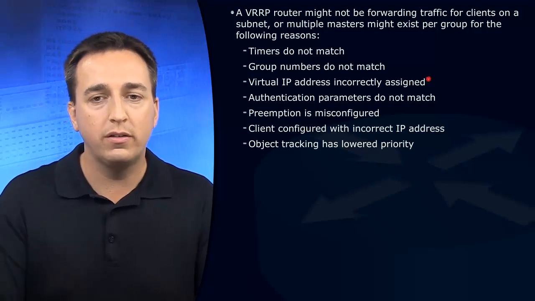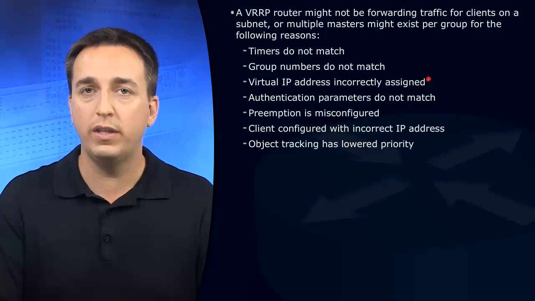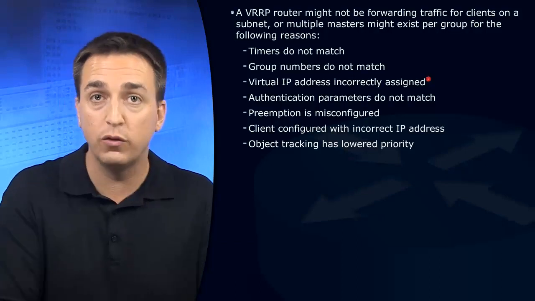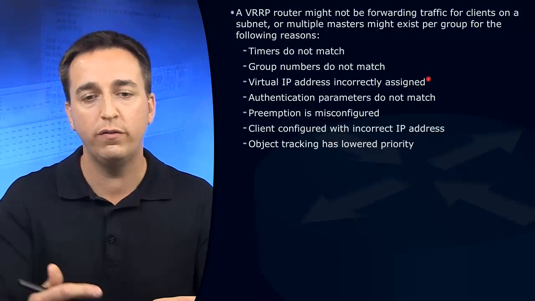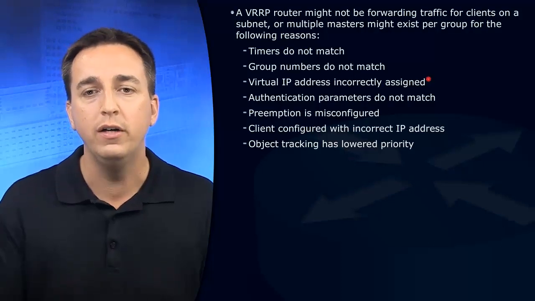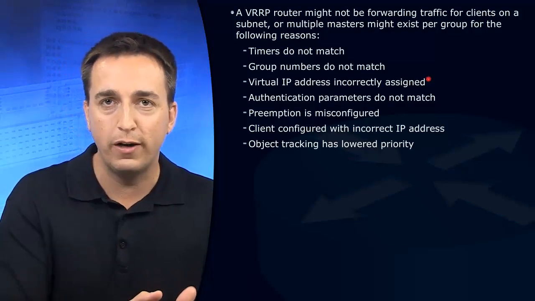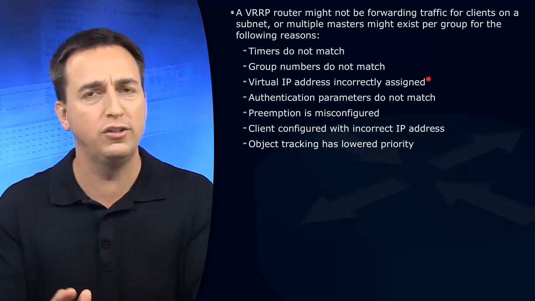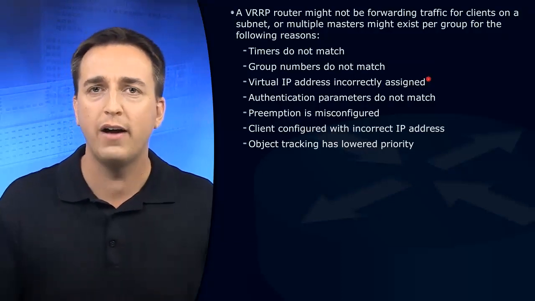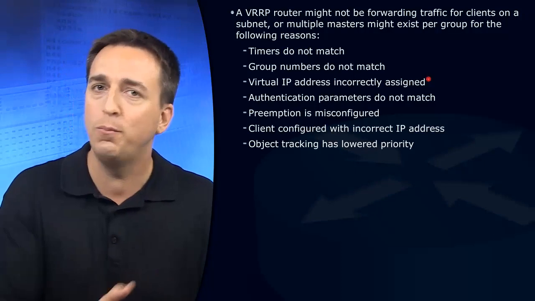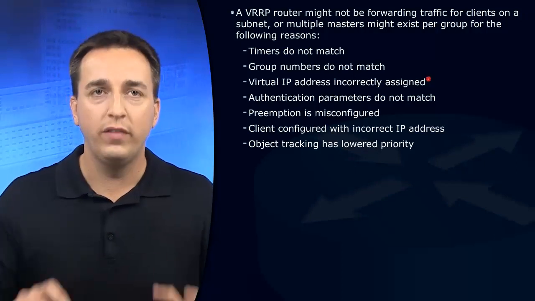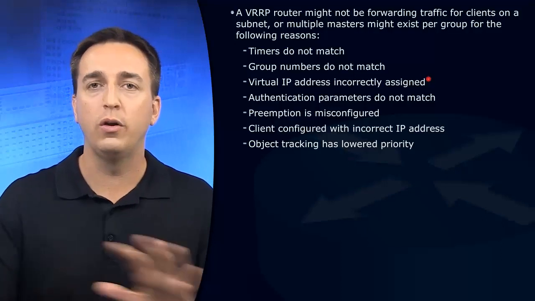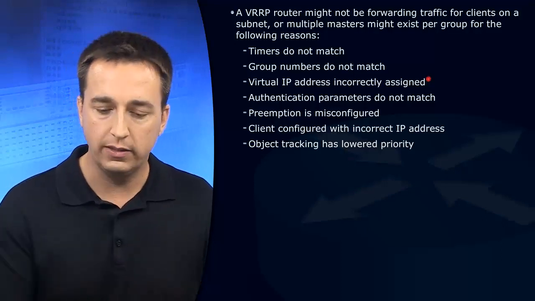And remember, our clients are going to be configured with an IP address as their default gateway, and it's this virtual IP address that they're configured with as their default gateway. So if you configure it as one value and a certain router is using that in the group and another router is using a different address in the group, well then if a failure happens, the clients are still pointing to the device that failed. So it's really important that the virtual IP address is correct throughout the group and on the clients.